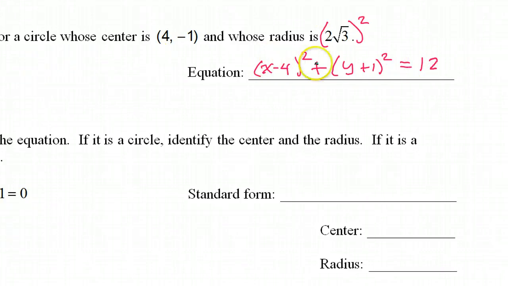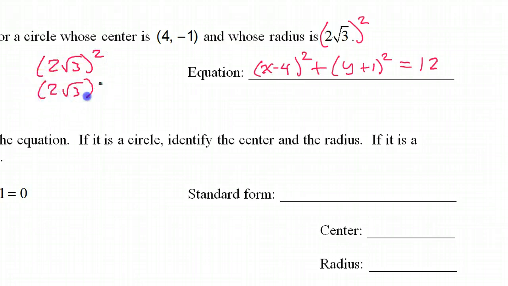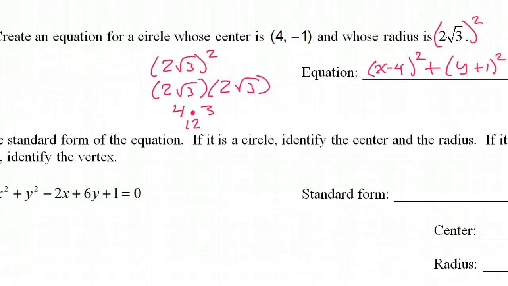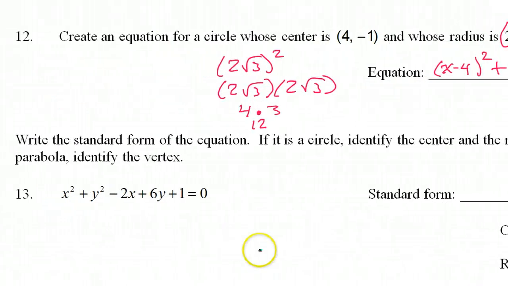By the way, to do that by hand, 2 radical 3 squared means 2 radical 3 times 2 radical 3. Now, 2 times 2 is 4. Radical 3 times radical 3 is just 3. And then, of course, 4 times 3 is 12. So that's how you really do it. Alright, anyway, number 13.